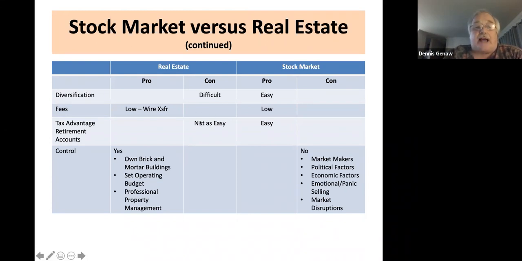Now if you're looking for tax advantage retirement accounts, you can do it in real estate. You can do it in stocks. I think it's easier for stocks. There's some additional tax implications if you use your retirement account to invest in real estate that is using debt as part of the ability to purchase.